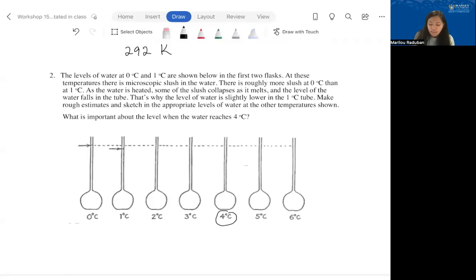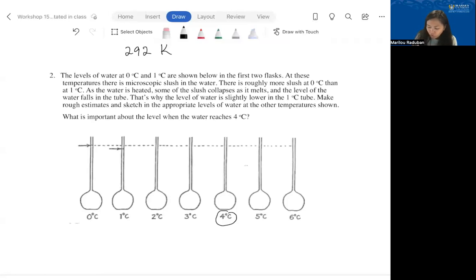At 4 degrees Celsius, ice crystals will start to form. So the ice crystals are more bloated compared to the water molecules, and so the ice crystals will cause the water to expand. Below 4 degrees Celsius, the water will expand until it freezes at 0 degrees Celsius. So we'll see here a pattern.